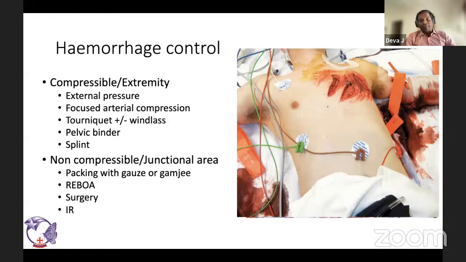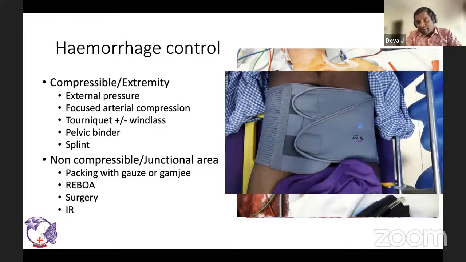What about the pelvis? I just showed you an open book fracture of the pelvis, and I mentioned that it's important to close the pelvis to reduce the bleeding into the pelvis. So you apply a pelvic binder, and this is a local device that's available. But if you do not have any pelvic binder devices, you can just use a normal bed sheet. We could have used this purple bed sheet to tie it around the pelvis.